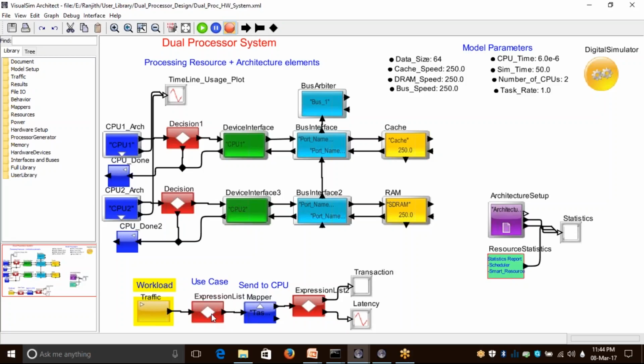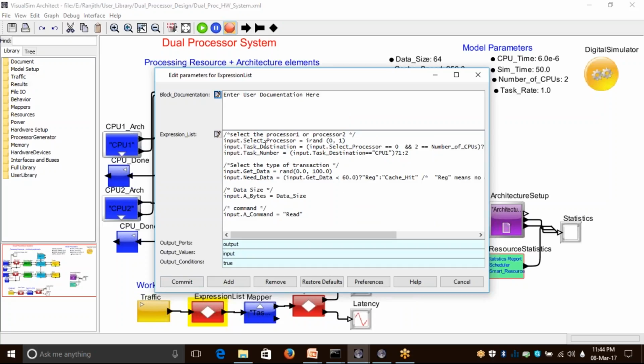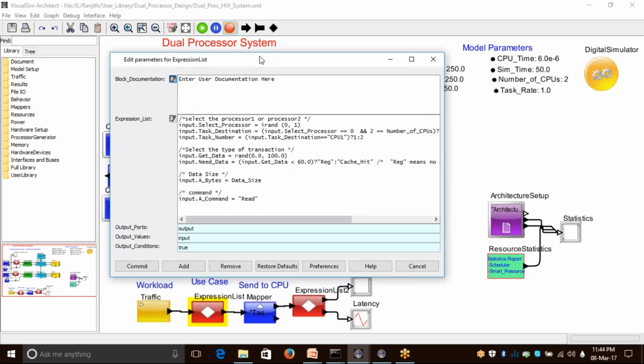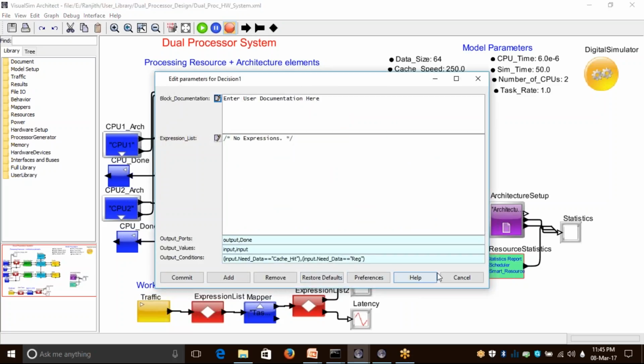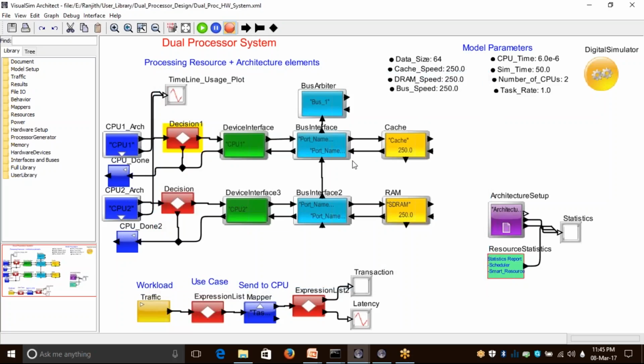In this expression list block, I have defined all the different cases. For example, I'm trying to understand which processor I'm going to execute on and how many bytes I'm sending over, and things like that. This mapper block helps me map to one of these two CPU blocks, which we call system resources. If there is any hit or miss condition, it goes to the cache or DRAM, gets the data, and starts running.